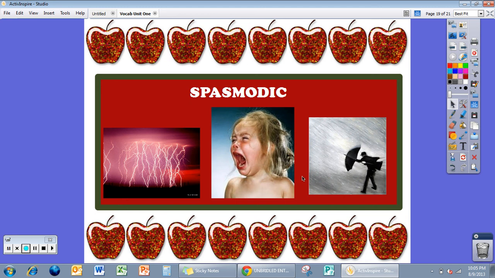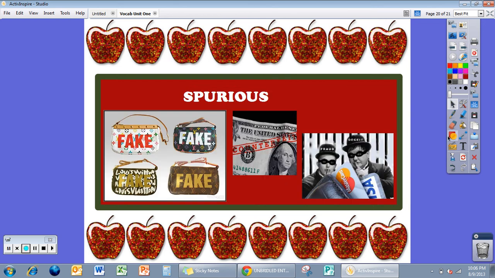Now the little girl in the middle, sometimes if you have little brothers or sisters or cousins, you know that sometimes their temper tantrums seem like they go on forever, but really they're sudden and violent, but really they are pretty brief because eventually they get tired and fall asleep. So spasmodic, sudden, violent, brief, not lasting a long time.